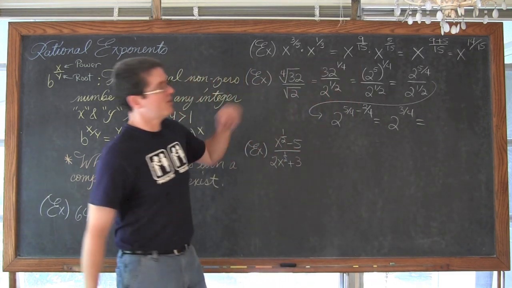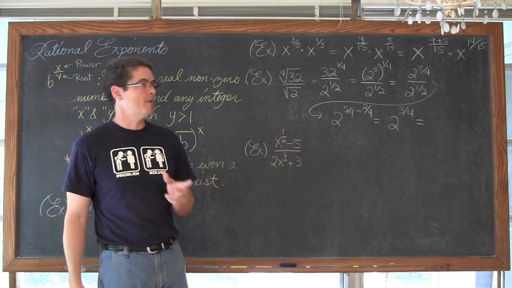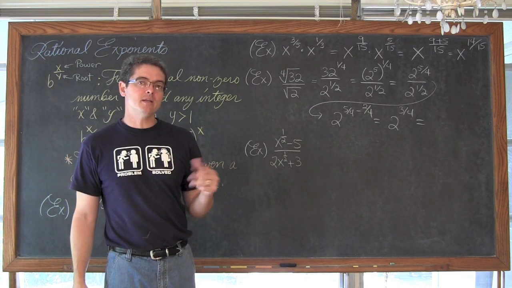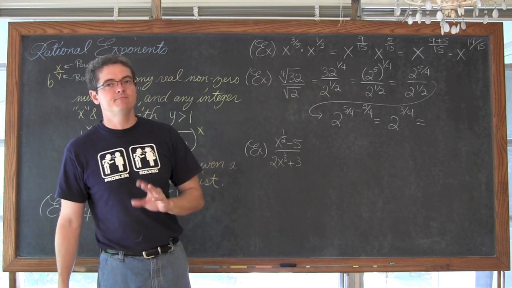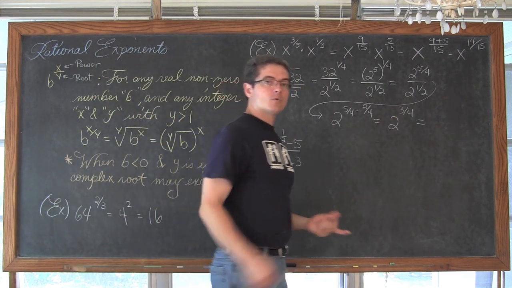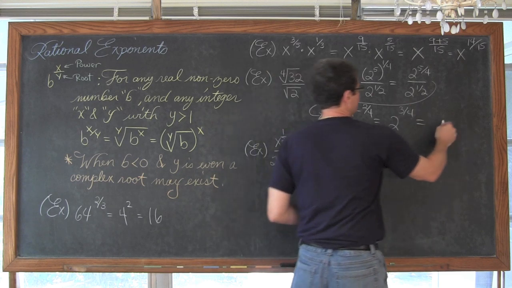And since my original problem was in a radical format, we can now take that rational or fractional exponent form and put it into radical form to match the original problem. So this is going to be the fourth root of 2 to the third power.